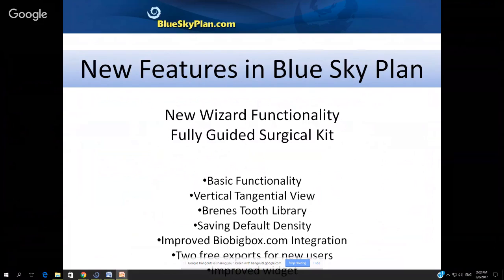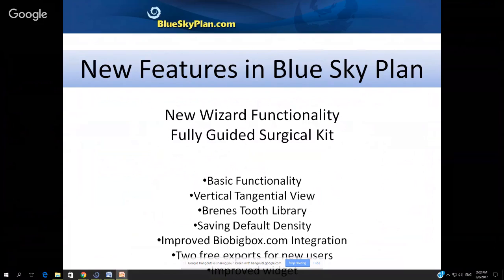We're going to discuss other improvements and new functionality in the software, such as the vertical tangential view, the Brennis virtual tooth library. We've added in additional virtual teeth courtesy of Dr. Brennis, who sent us the library. We've added in the capability of saving the default density threshold, and we're going to demonstrate all of this in a few minutes. We've improved the BigBox.com integration.